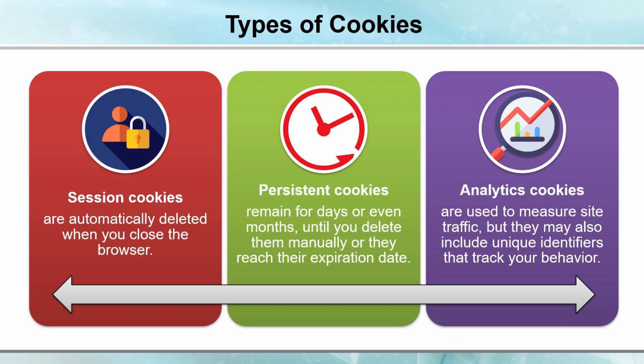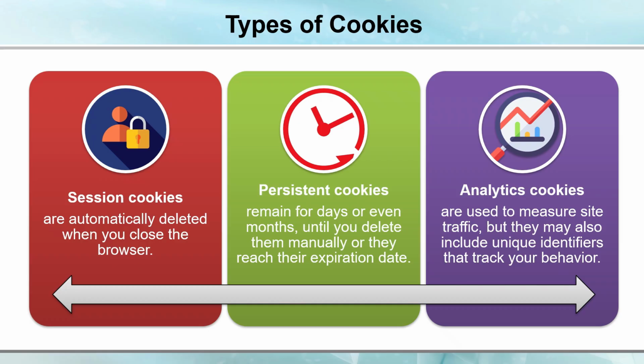Even so, many websites still use session cookies, persistent cookies, and analytics cookies. Session cookies are automatically deleted when you close the browser. Persistent cookies remain for days or even months until you delete them manually or they reach their expiration date. Analytics cookies are used to measure site traffic, but they may also include unique identifiers that track your behavior.